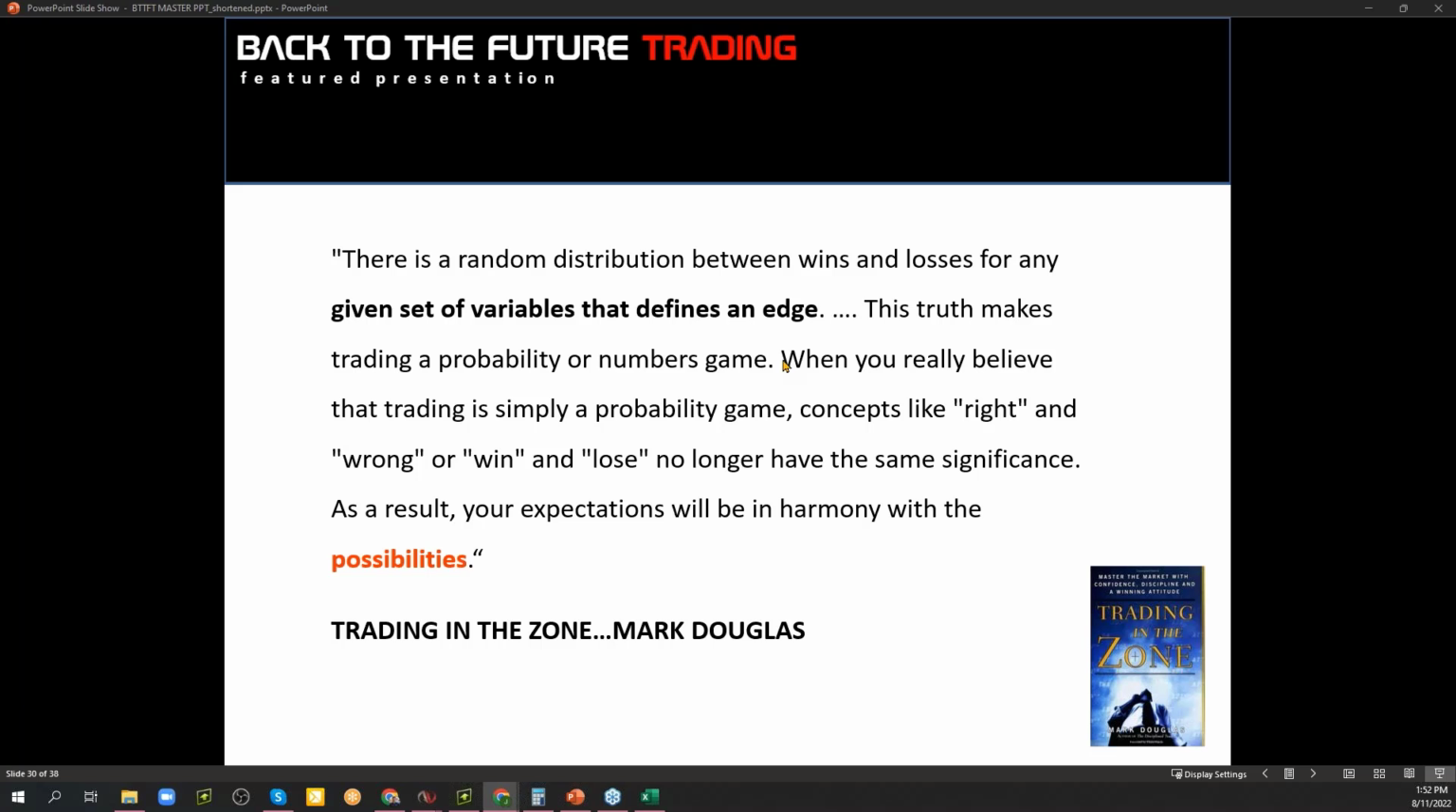So this truth makes trading a probability or numbers game. When you really believe that trading is simply a probability game, concepts like right and wrong or win and lose no longer have the same significance. As a result, your expectations will be in harmony with the possibilities. So anything can happen at any given time, but as traders, we need to be in harmony with the expectations of possibilities.